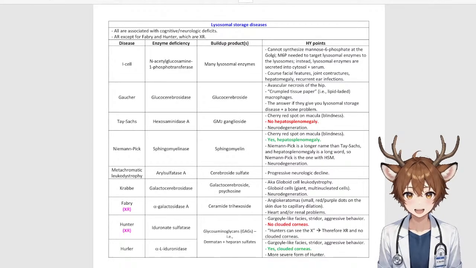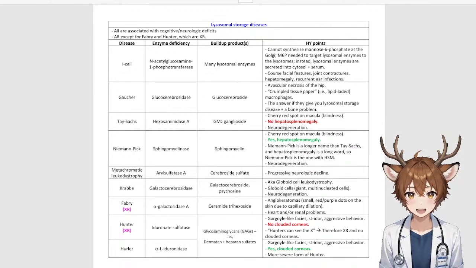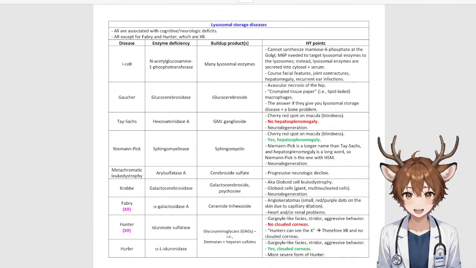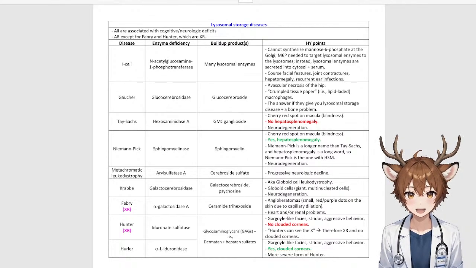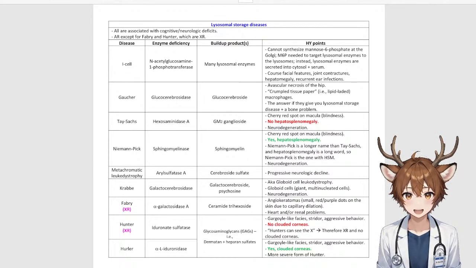Tay-Sachs disease. You are going to have a hexosaminidase A deficiency, leading to a buildup of GM2 ganglioside. You have a cherry red spot on the macula related to blindness, no hepatosplenomegaly, and neurodegeneration.